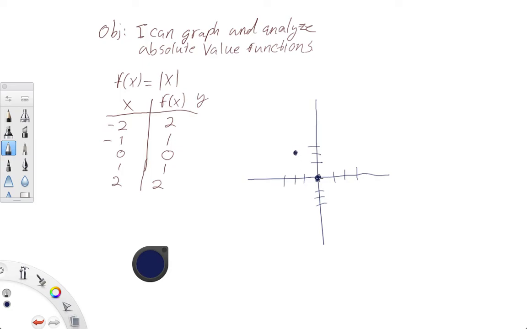If x is -1, y is +1. So we have a mark right here. If x is 0, y is 0, so we're good there. If x is 1, we're also at +1. And if x is 2, we're still at 2. And so if we were to, and this is just a sketch, but if we were to draw these out, then we get this V thing.